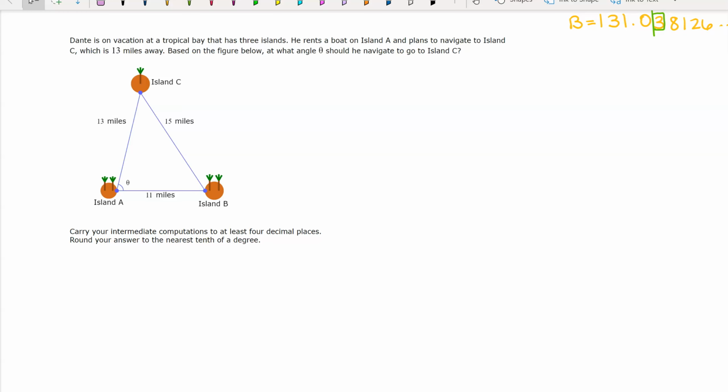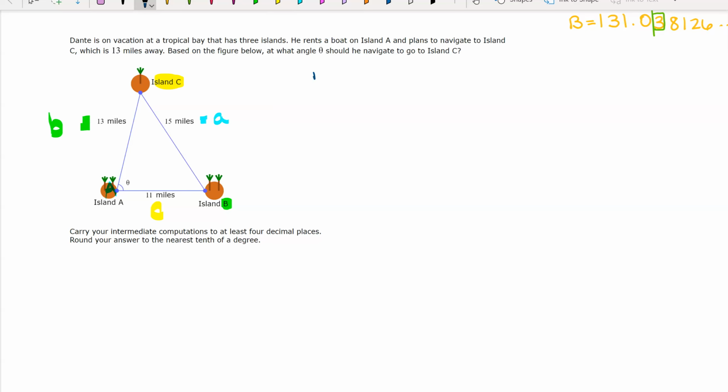Okay, well, let's draw it. So first of all, if this is island A, then this side is baby A. And if this is island B, then this side is baby B. And if this is island C, then this side is baby C. Okay, so keep that in mind. You always set up your triangles where the angle opens to the side.